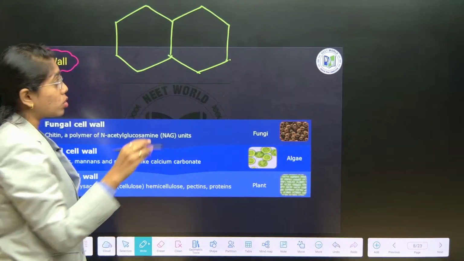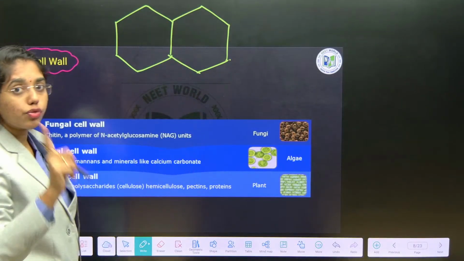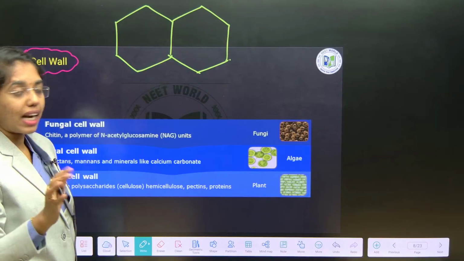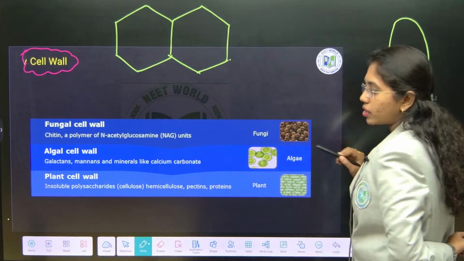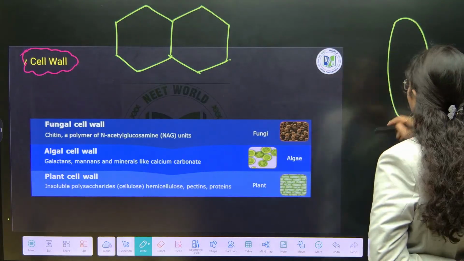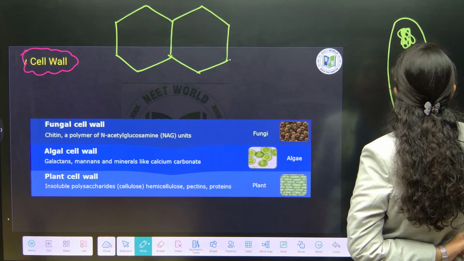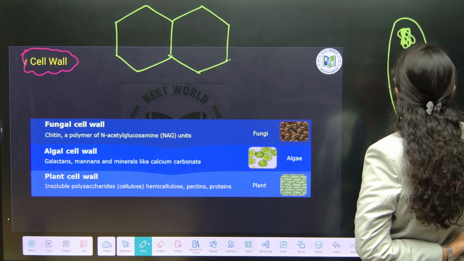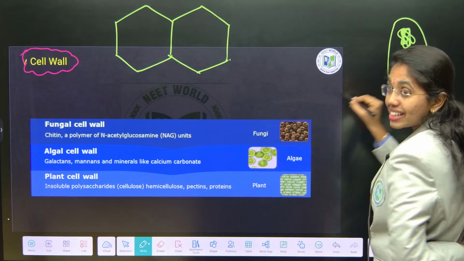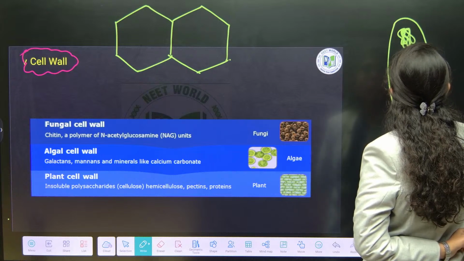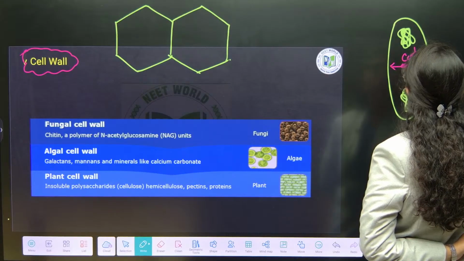First and foremost, the first layer which is formed during the time of cell division. Here I will show you. This is the telophase, which is the last phase of karyokinesis. Here you see the nuclear genetic material is there at both ends, and at the center the cell plate is formed. This plate moves from the center to the periphery.